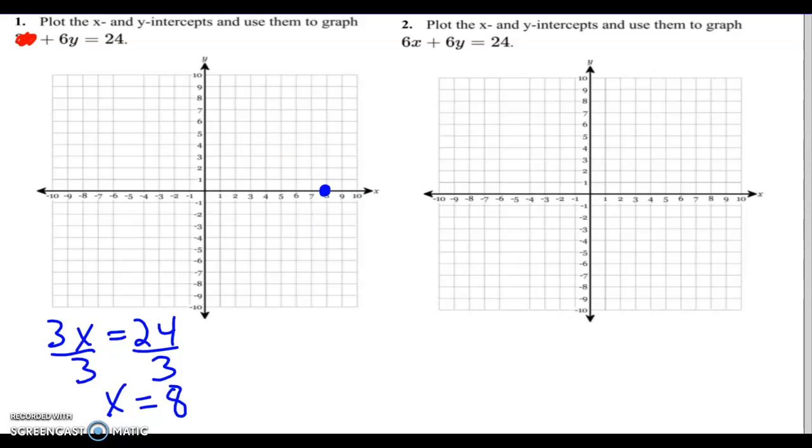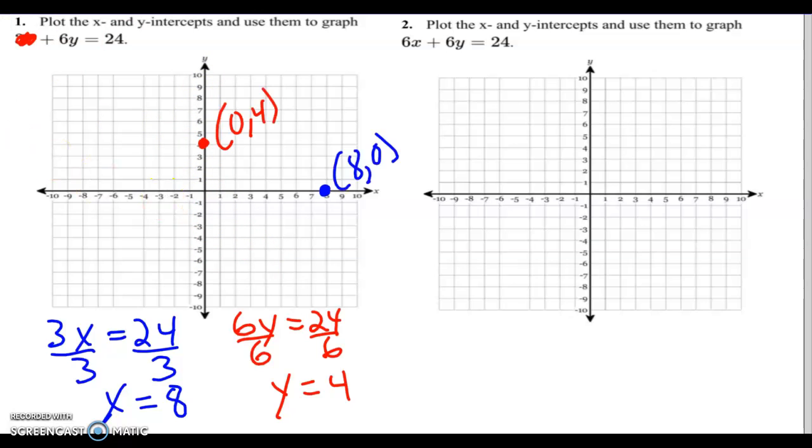Then I'm going to cover up the x term and use the y. So I have 6y is equal to 24. Divide by 6. y is equal to 4. So I go on the y-axis and plot 4. Now that I have these two points, I'm just going to draw a line straight through them. Like that.